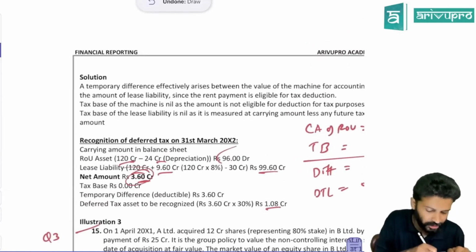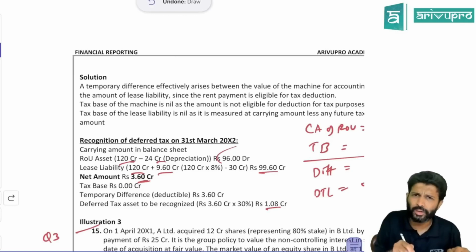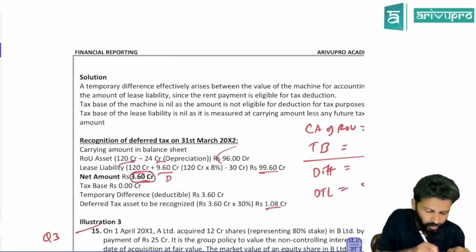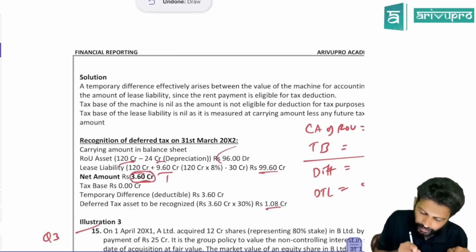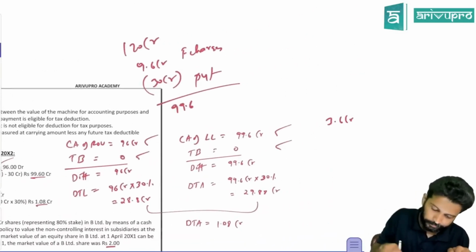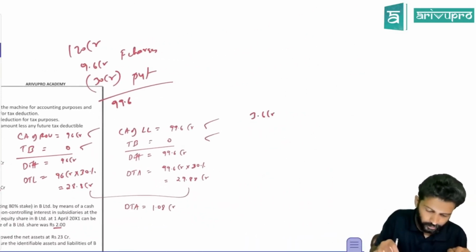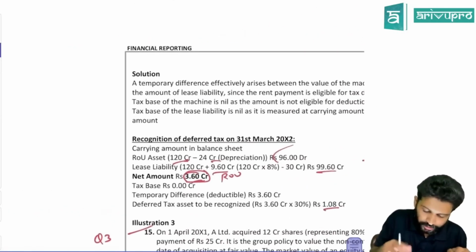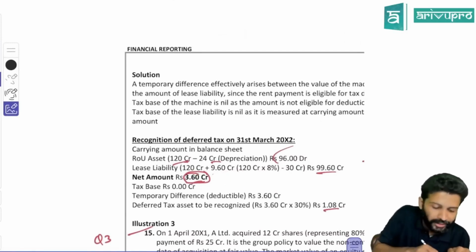So take the net amount initially. Tax base is anyway 0. This is your DTA amount. DTA only is more, no? Or meaning this is what, sir? Rather the ROU only is more, right? Rather lease liability is more. Yeah, 3.6 crores is the lease liability ka extra value.